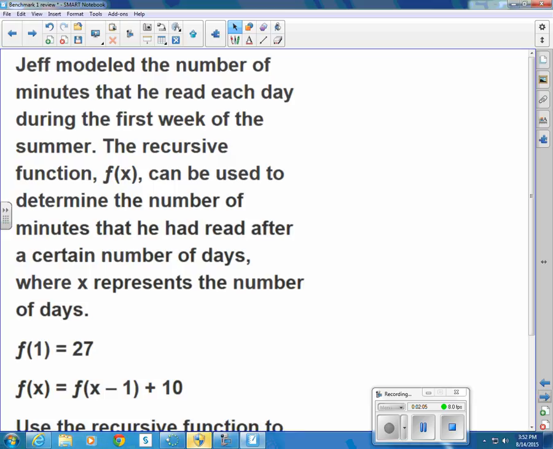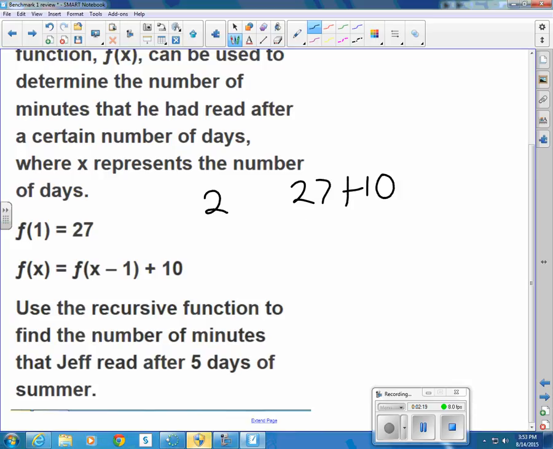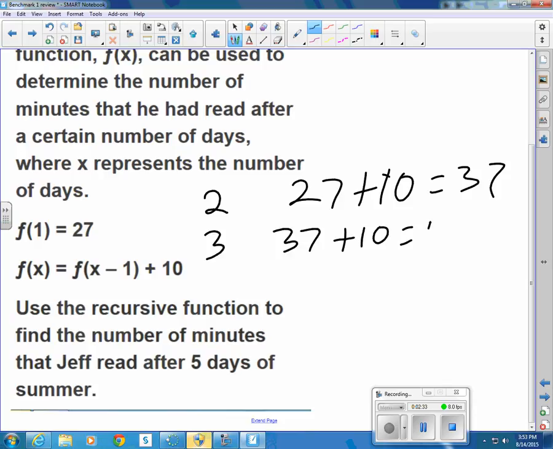So we're going to use this function to evaluate after 5 days. On the second day, I go to the first day, that was 27, and I add 10. So that gives me 37. So on the third day, I take my 37 and I add 10. That gives me 47. And so I just keep going to the day before and adding 10. Fourth day, it would be 57. Fifth day, it would be 67.